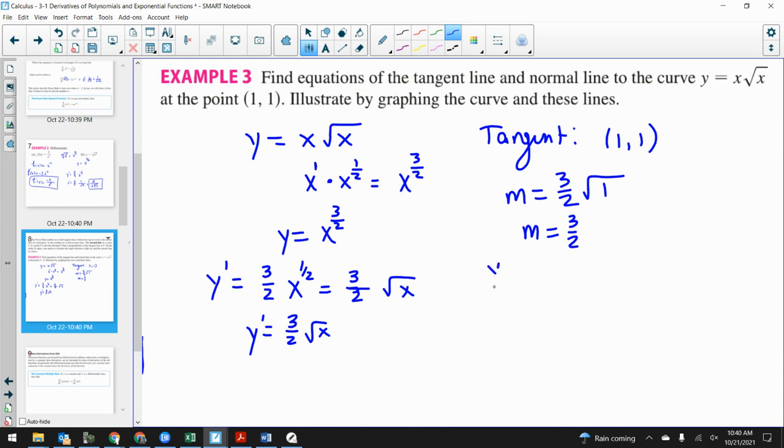Let's take y minus 1 is equal to 3 halves times x minus 1. So y minus 1 is equal to 3 halves x minus 3 halves. y is equal to, so let's add 1. Ooh, let's make that a weird fraction. Oh, that's not too bad, right? Negative 3 halves plus 1 is negative 1 half. So 3 halves x minus 1 half. So that's our tangent line.